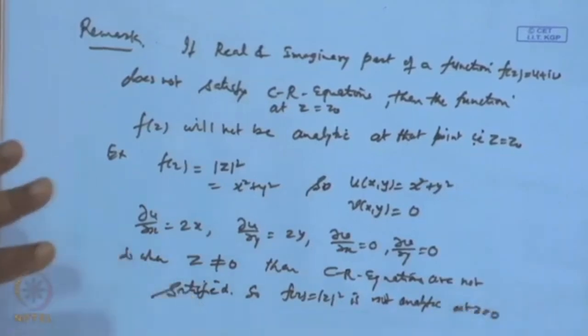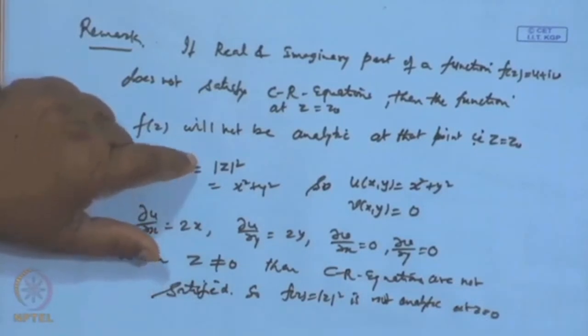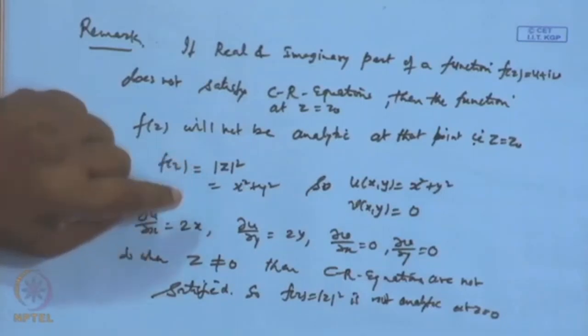Okay? That's all. CR's equations are satisfied at 0, but that does not mean the function is differentiable, because that is not a sufficient condition unless you prove that these partial derivatives are also continuous. That we will take up next time, what are the sufficient conditions, what extra condition you can put on the partial derivatives, so that satisfying the CR's equation will give the guarantee the function is analytic at that point. Thank you very much.